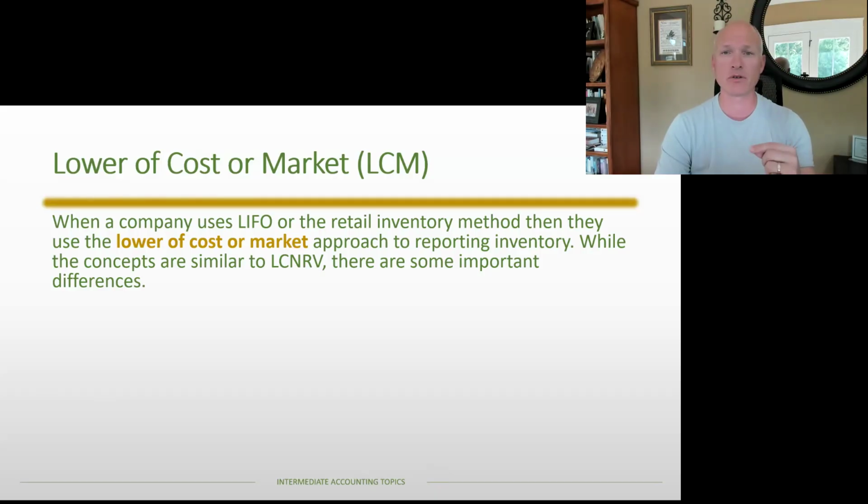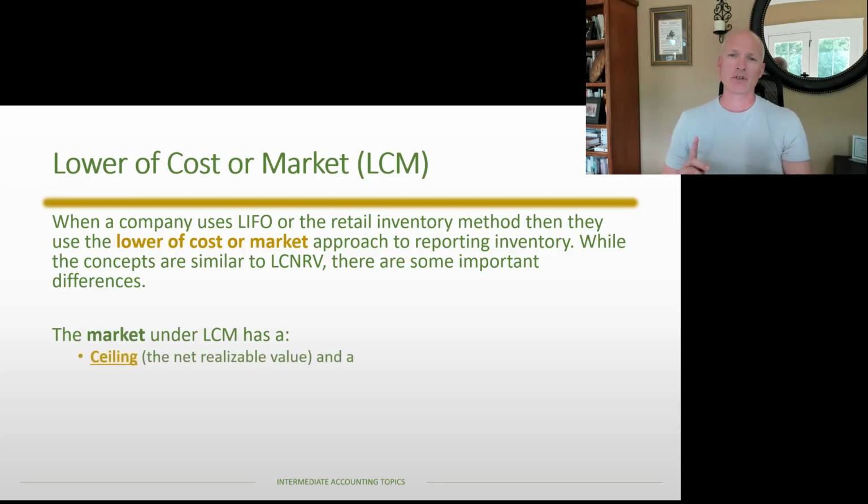With lower of cost or net realizable value, there's really only the cost and we compare it to the net realizable value. There's only that one point of comparison. But with lower of cost or market, we really do need to understand what we mean by market. We're going to start by talking about what the ceiling is. So the ceiling is the net realizable value, which we just talked about.